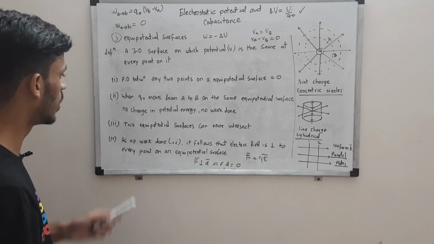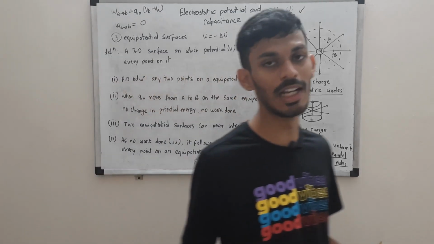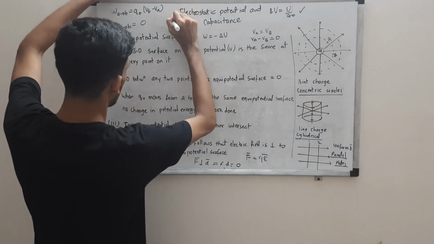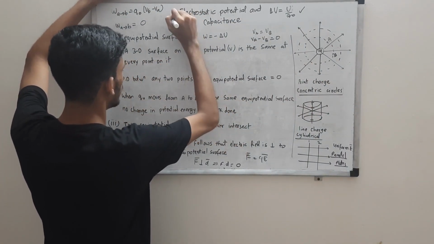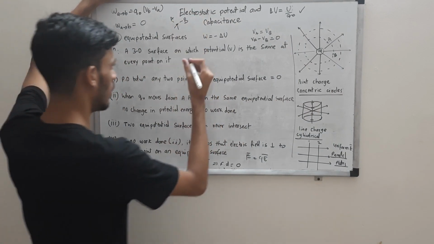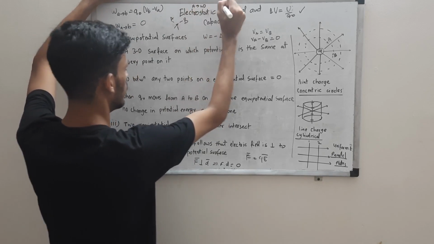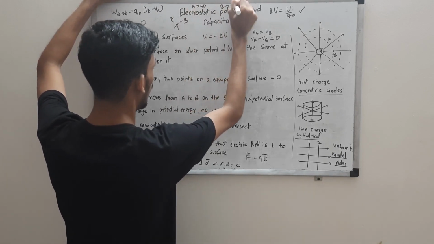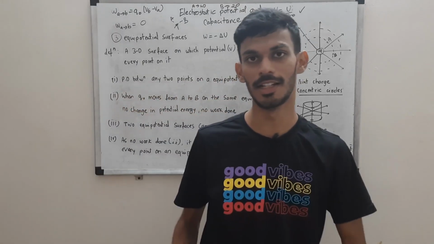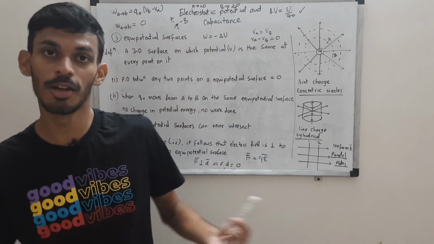Now let's come to the next point. Two equipotential surfaces can never intersect. This is just like two field lines can never intersect. If this is surface A and this is surface B, and these two are intersecting, suppose the potential for surface A is 40 and for surface B is 20. What is the potential at the point of their intersection? There is an ambiguity, where it can be 40 or it can be 20.